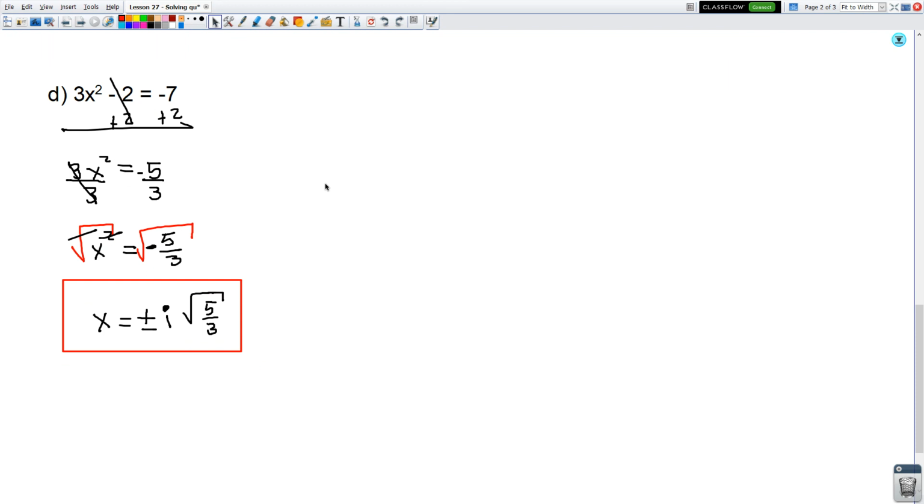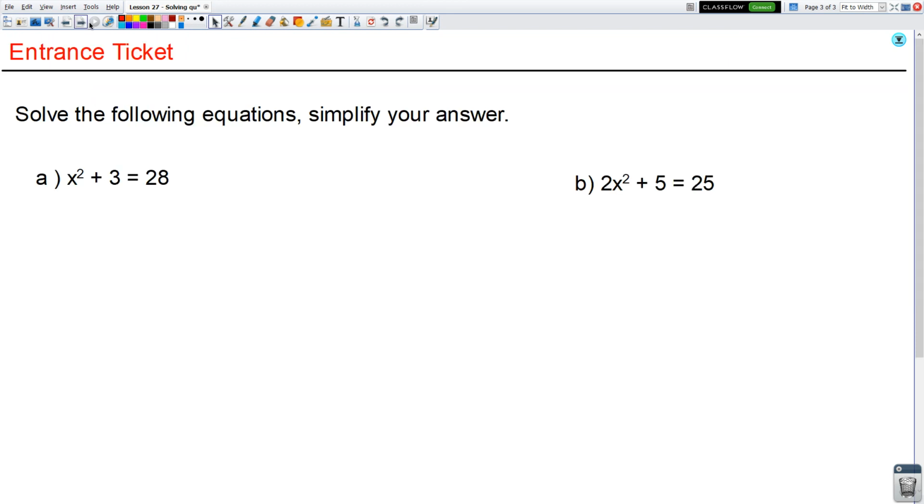All right, perfect. So now it is time. Now this is your entrance ticket. Make sure you solve the following equations and make sure you simplify your answers.